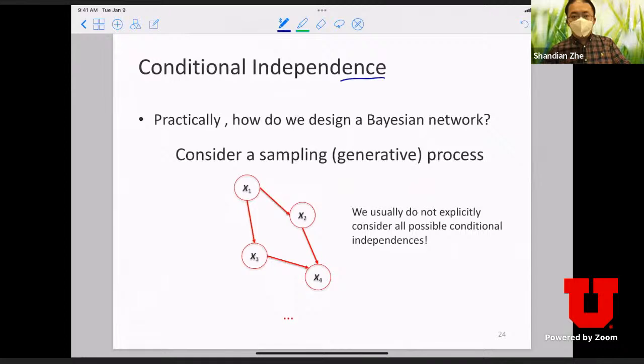Instead, we always consider a sampling or generation process to get the values of those random variables. Suppose I have a bunch of random variables, x1, x2, x3, x4. I might believe I'm going to sample x1 from some prior distribution, and then given x1, sample x2 and x3, and given x2 and x3, sample x4. Go on until we sample all the random variables of interest. Once we figure out this probabilistic sampling procedure, we can write down the joint probability structure, which is the multiplication of those marginal and conditional distributions. And through this product, we can draw our Bayesian network.